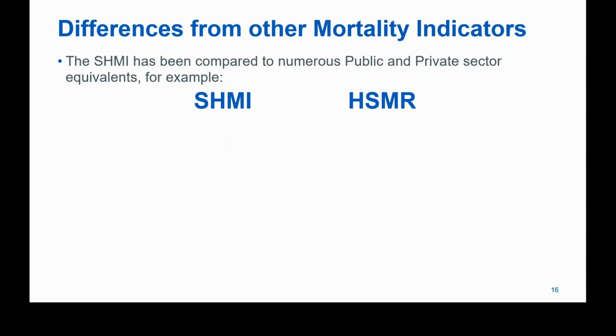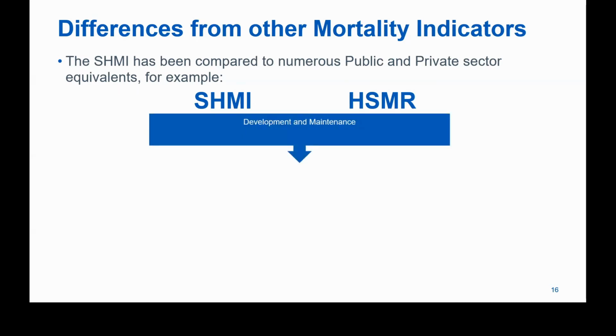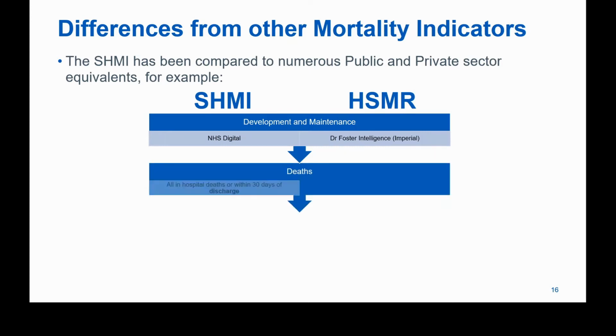So just to cover off some of the differences between the SHMI and other mortality indicators, I've only picked one, which is the hospital standardized mortality ratio that I referenced earlier. So obviously the SHMI is maintained by NHS Digital and HSMR is built by Dr. Foster Intelligence, which is part of Imperial. The SHMI looks at all in-hospital deaths or within 30 days of discharge, whereas HSMR only looks at deaths in hospital, so it doesn't consider the 30 days afterwards.